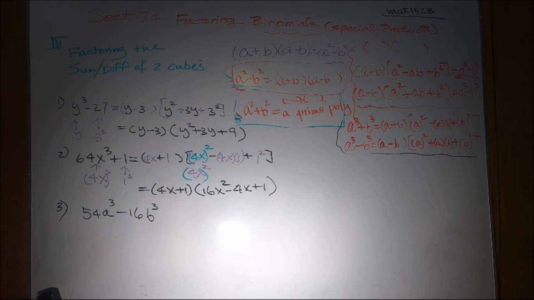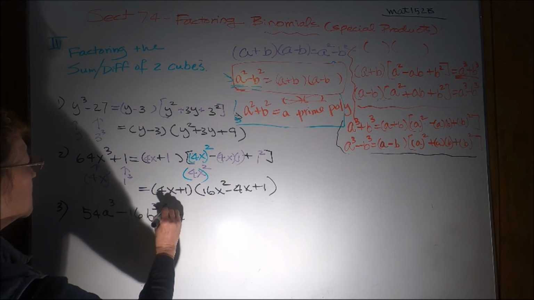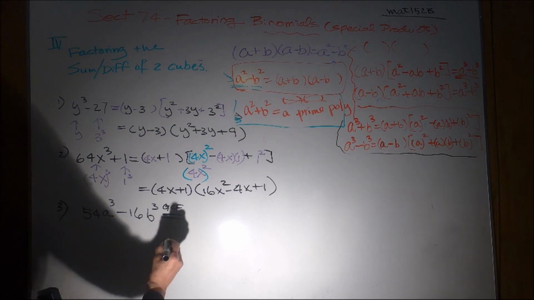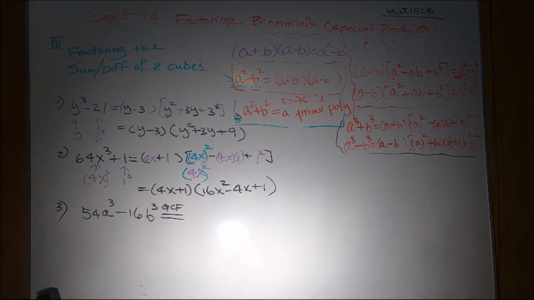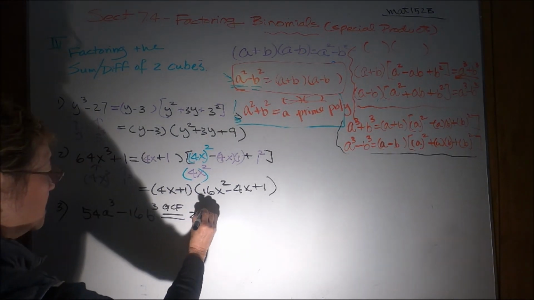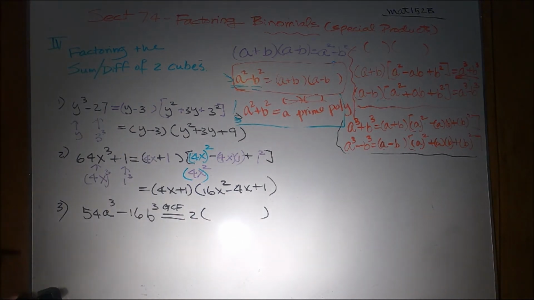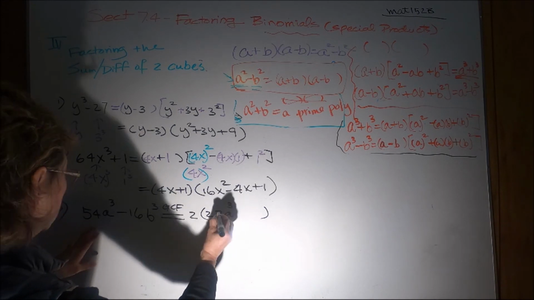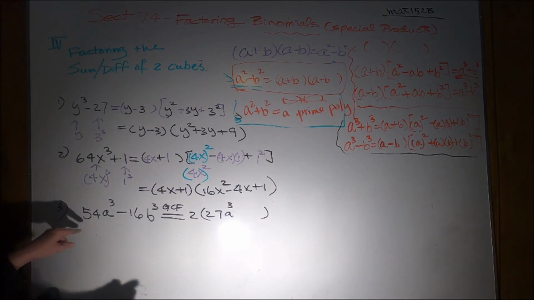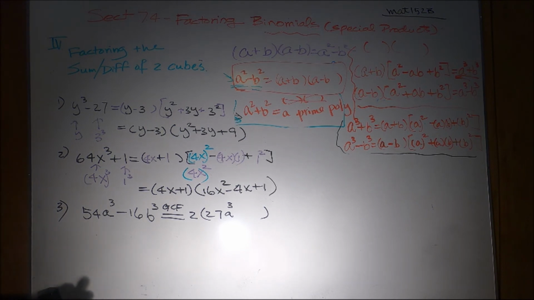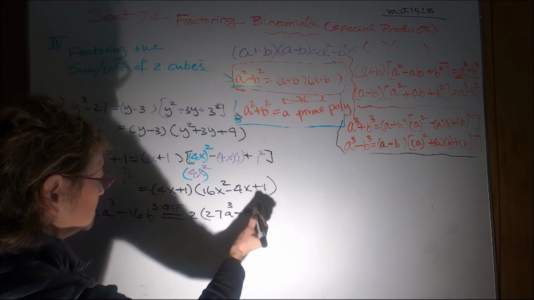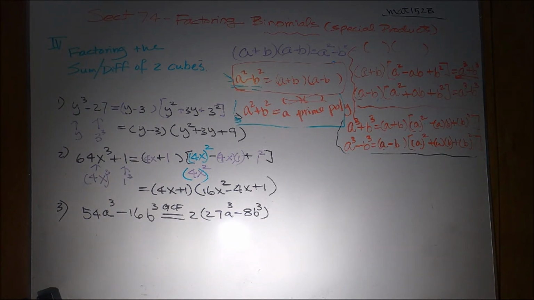But what should we do first? Always, you need to take out the GCF, which is what between 54 and 16? That would be 2. After you take out the 2, see what you have. That would be 27a cubed. Yeah, 3 times 3 times 3 is 27, not 81. Never mind. Okay.